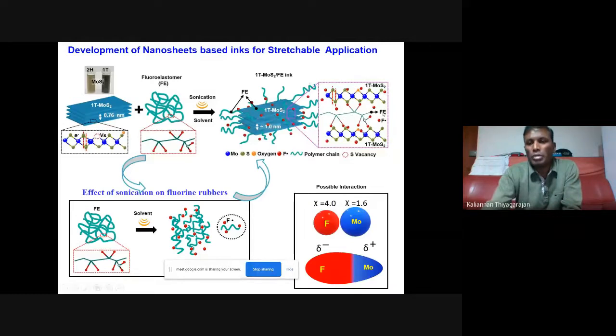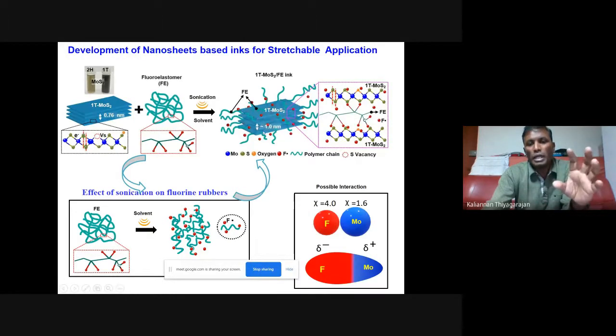That is why I represented it atomically here. These are two layers, top and bottom layer, and then you have a polymer chain inside. It will penetrate inside. We can identify this from the interlayer distance, meaning the layer distance between two nanosheets. When you have 1T MoS2, it will be 0.76 or 0.75 nanometers. After formation, I checked it actually with the TEM.